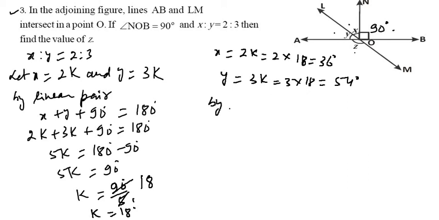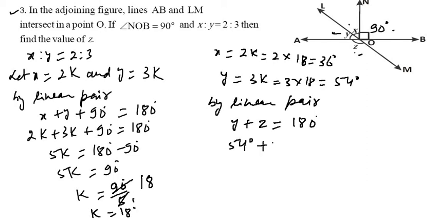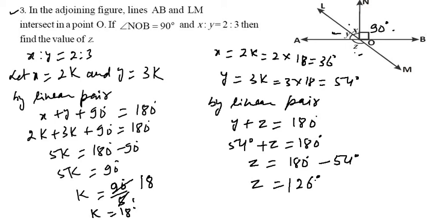Once again, by linear pair, which linear pair? This y and z, both sum to 180 degrees. So y plus z is equal to 180 degrees. So put the value of y as 54 degrees. So you have to write 54 plus z is equal to 180 degrees. So z will be equal to 180 degrees minus 54 degrees. So that will be equal to 126 degrees and it is your answer.